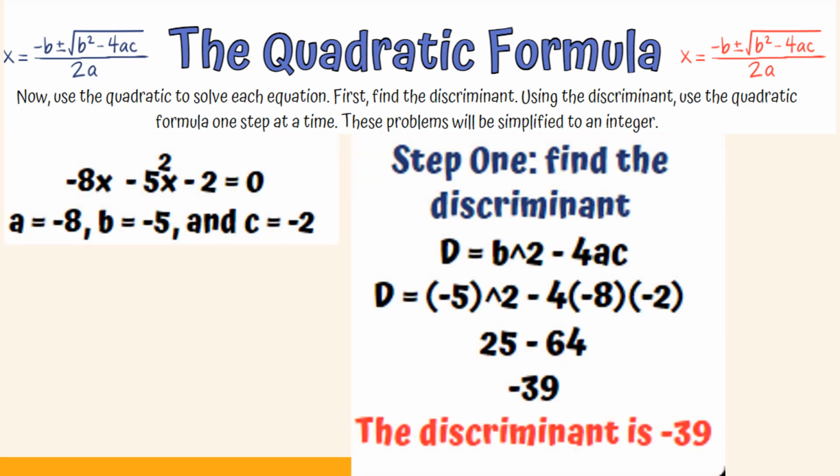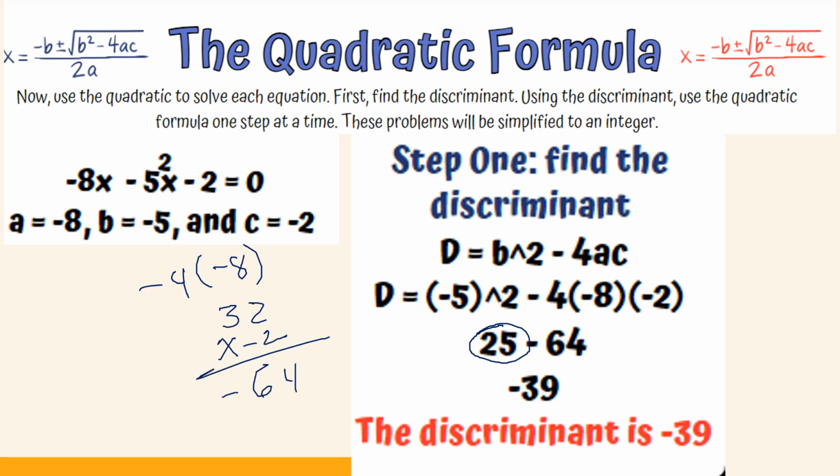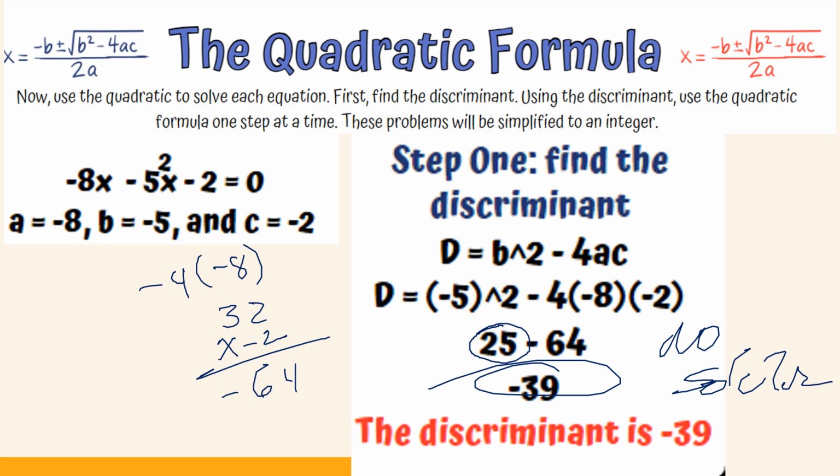So I've got negative 8, negative 5, and negative 2 for b. And I squared 5 to get 25. And then negative 4 times negative 8 gave me a positive 32. Positive 32 times negative 2 gave me a negative 64. And 25 minus 64 is negative 39. So there's no solution. We don't go any further on this one.